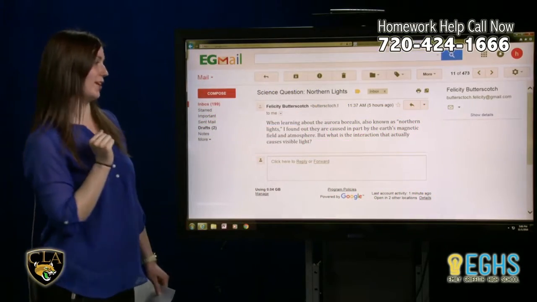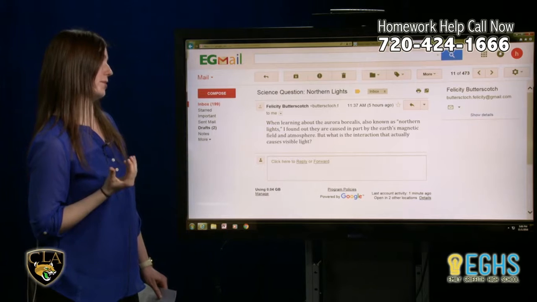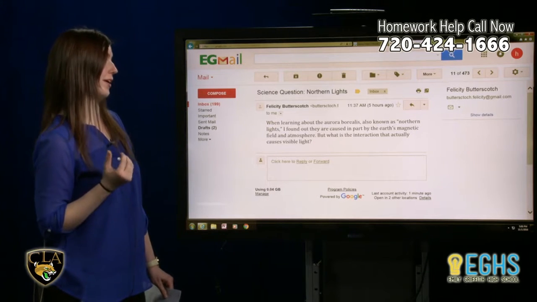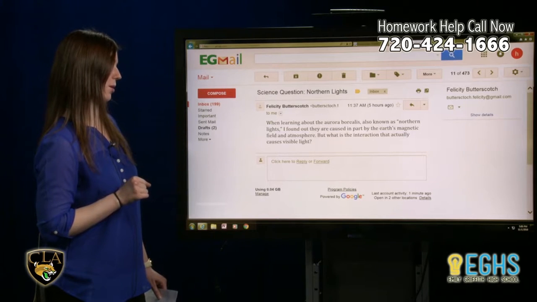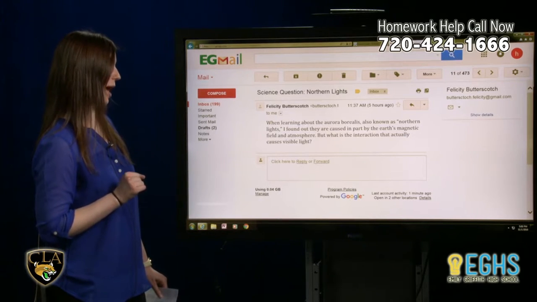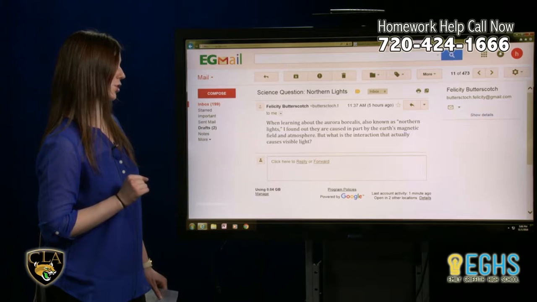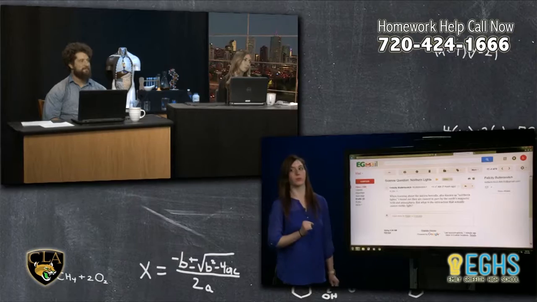All right. When learning about the Aurora, oh gosh, I don't know how to pronounce that. Borealis, also known as northern lights, I found out they are caused in part by the Earth's magnetic field and atmosphere. But what is the interaction that actually causes visible light?